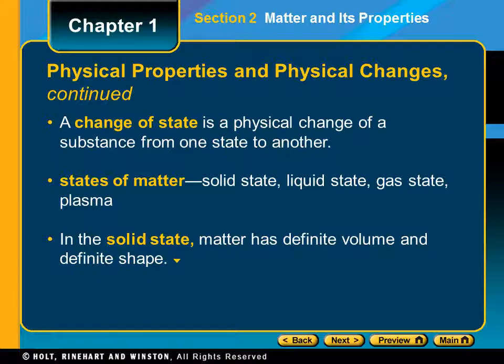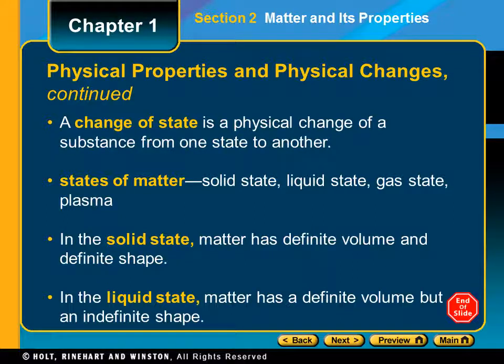For example, in the solid state, matter has a definite volume and definite shape. That's pretty straightforward. Volume doesn't change in the solid state. This is where you have a cube of sugar, and you can actually calculate the volume by taking measurements. That volume doesn't change, and that shape doesn't change. We also have liquid.